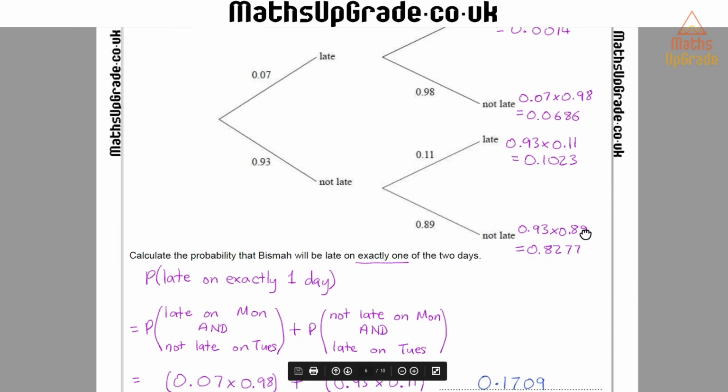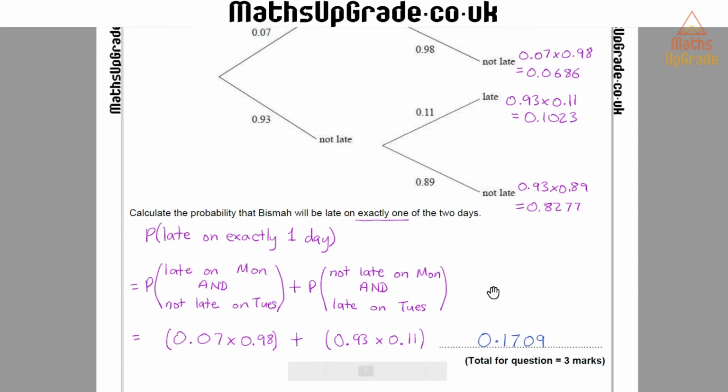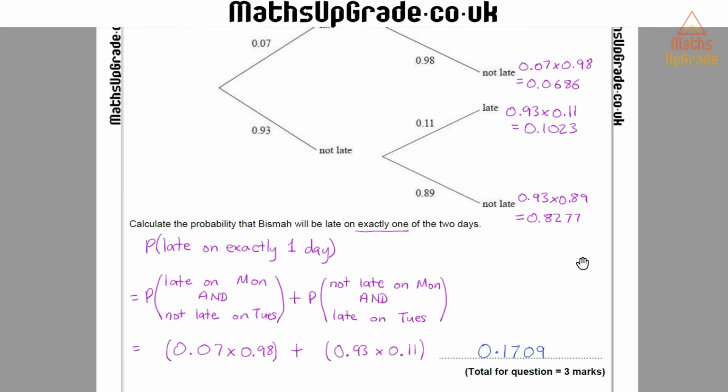So now I just need to add those up, since OR is add in probability. So this is going to be 0.0686 add 0.1023, which gives us 0.1709 for 3 marks.